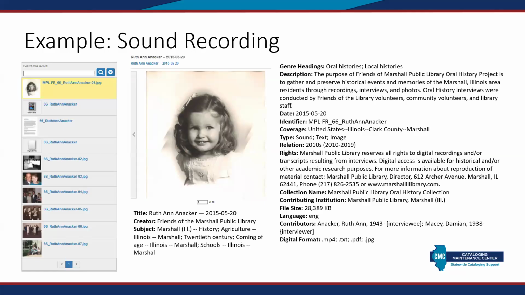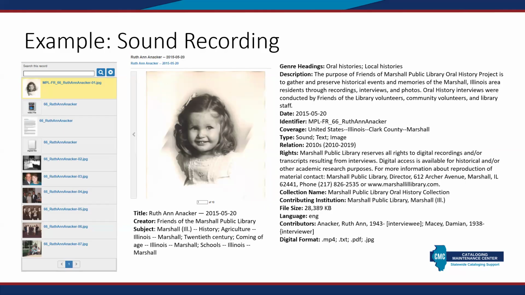This example record from IDA is for an oral history that was cataloged by the CMC from Marshall Public Library. This is also an example of what ContentDM calls a compound object, where one digital object contains multiple distinct files, oftentimes of different file types. This is different from a simple object, which is a digital object made of just one digital file. This oral history is from Ruth Ann Aniker, who was interviewed by the Friends of the Marshall Public Library as part of their oral history project to gather and preserve the history of the Marshall, Illinois area.